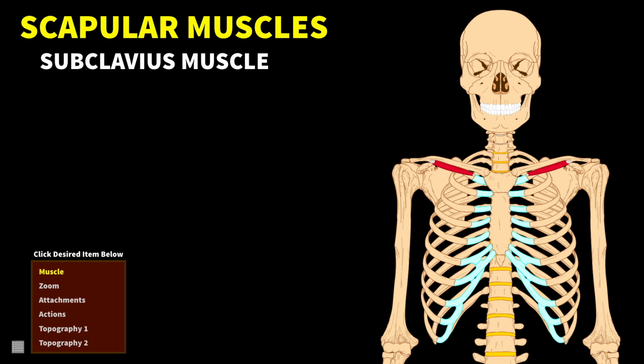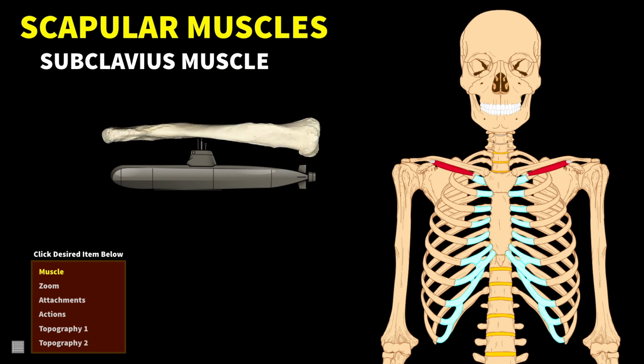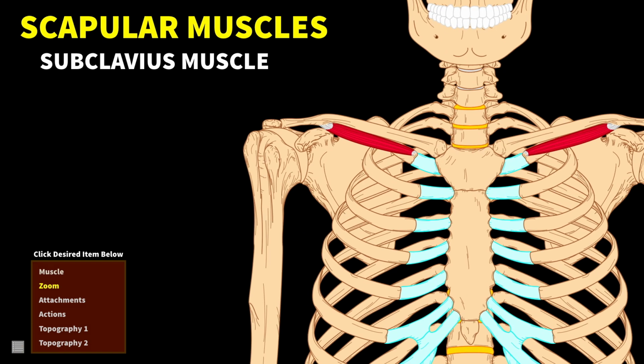What does the name reveal? Think of a submarine, a boat that is below or under the water. The subclavius is below or under the clavicle. Let's zoom in and analyze the muscle in more detail. Can you describe the attachments of the muscle? Give it a try. How did you do?